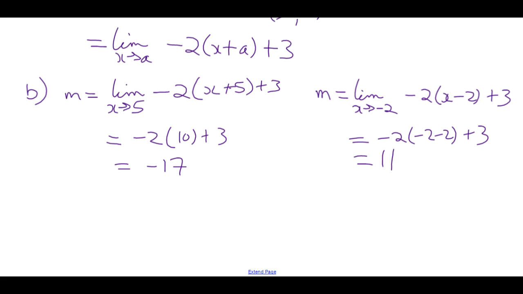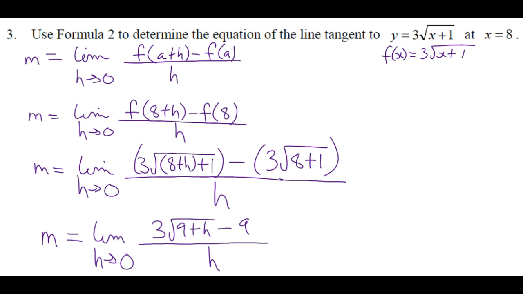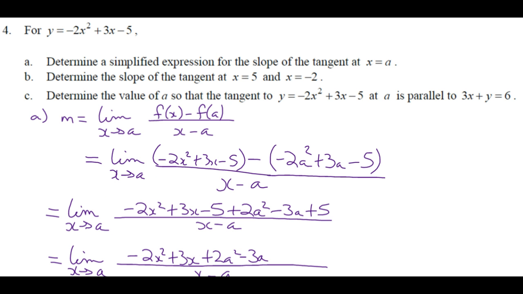And what was left? Determine the value of a, so the tangent to y equals negative 2x squared plus 3x minus 5 at a is parallel to 3x plus y equals 6. Okay, got to go to a new page for that. I've already extended this. Can't go to a new page. Okay, C. Okay, so what was it? Parallel to 3x plus y equals 6.